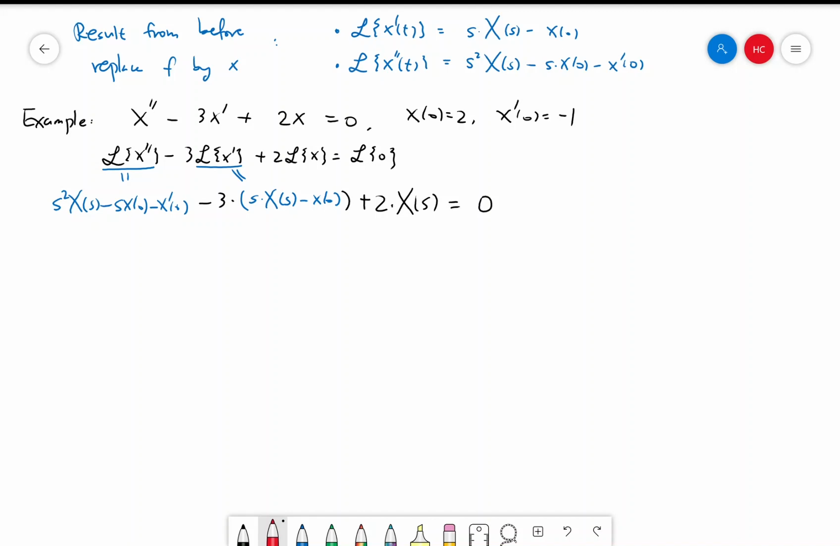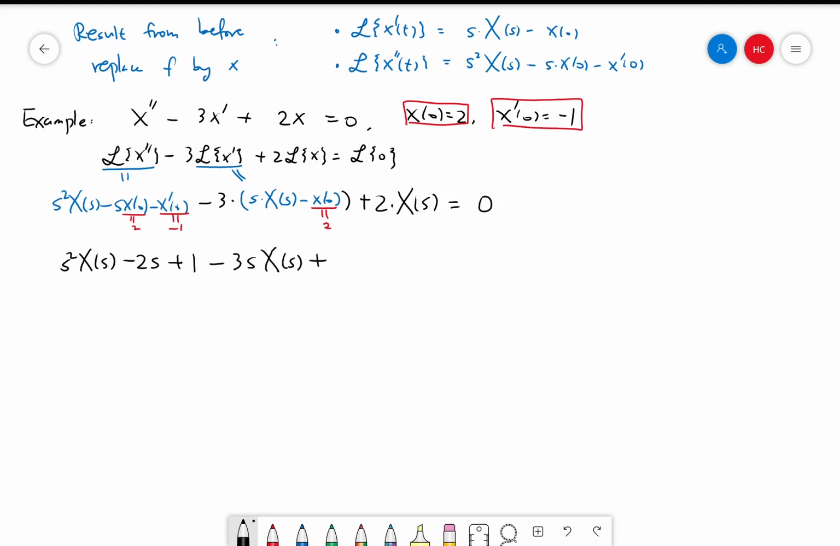Now we can use the initial values. x of 0 is 2, that's here and here. And x prime of 0 is negative 1, so this is negative 1. Alright, so the left-hand side now equals s squared times X of s minus 2s plus 1 minus 3s times X of s plus 6 plus 2X of s equal to 0.